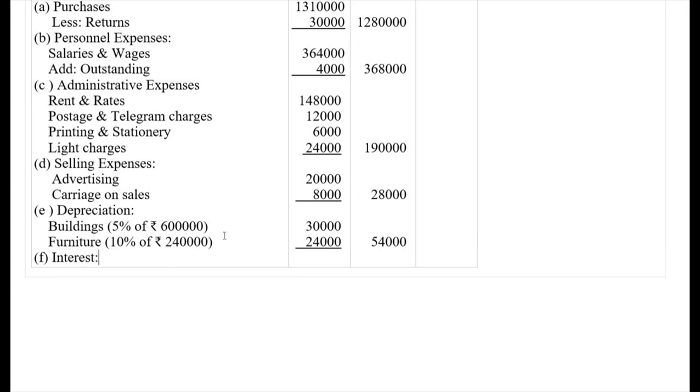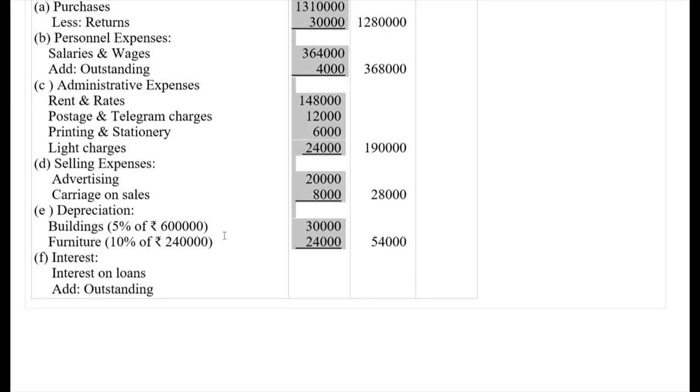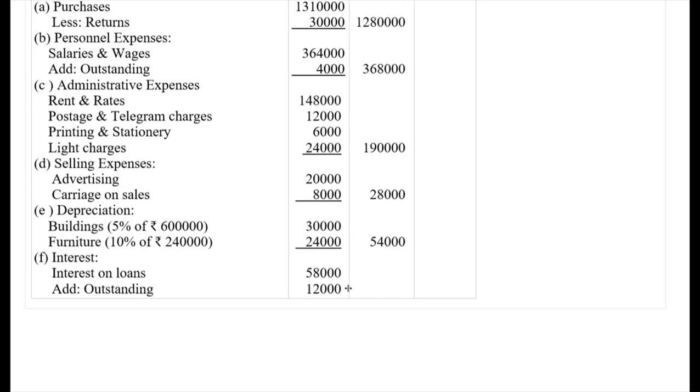Then F, interest. So here in this problem we have not been given interest on capital, we are given interest on loans. So interest on loans, to this we should add outstanding. So the loan, which is given in the trial balance, is rupees 58,000. So outstanding is rupees 12,000. So when we underline here, the total we should take to the outer column here, that is rupees 60,000 here.